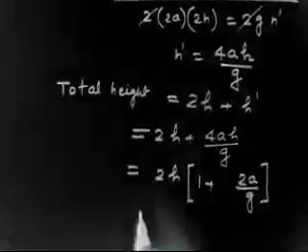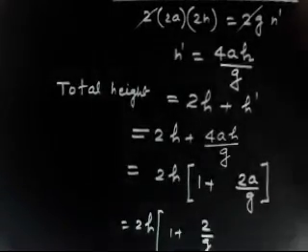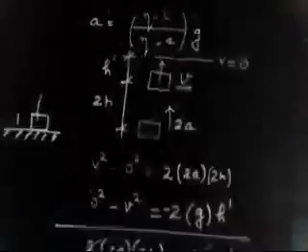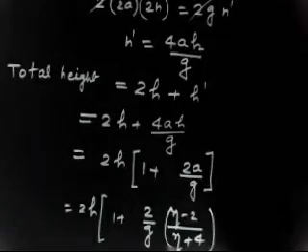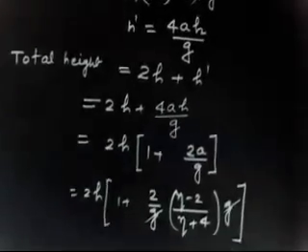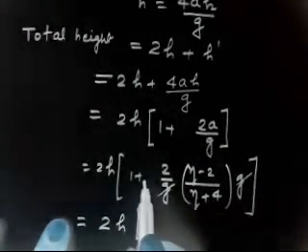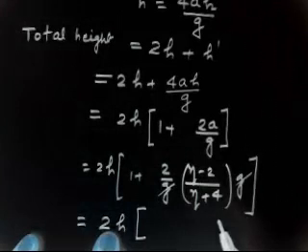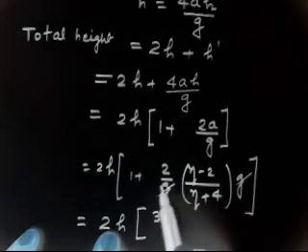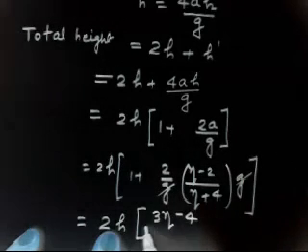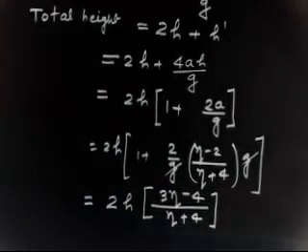So 2h into 1 plus 2 times a by g, and a is, you see here, (eta minus 2) by (eta plus 4) into g. g goes out, and if you solve, this comes out to be 2h, and eta plus 4 plus 2 eta, so this becomes 3 eta. You check this one, 3 eta and minus 4 divided by eta plus 4. You check yourself, I will also check again.